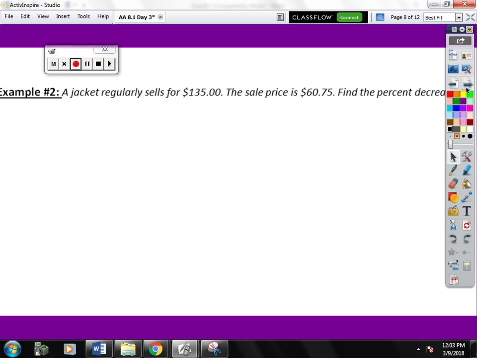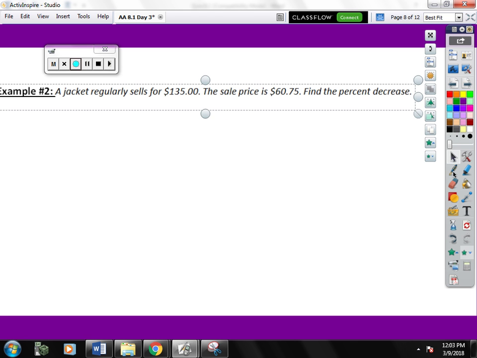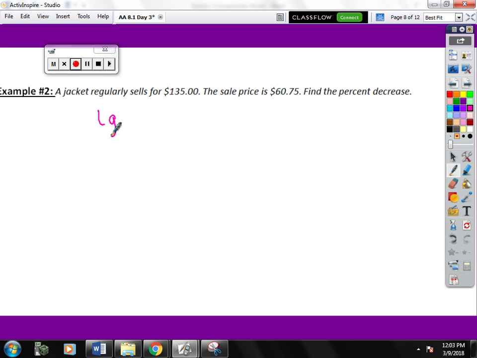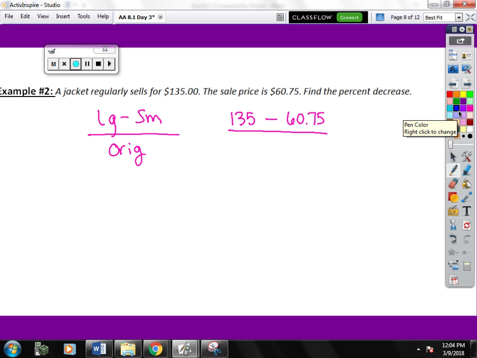All right, a jacket regularly sells for $135. The sales price is $60.75. Find the percent decrease. So we'll do our large minus small all over the original. So the large number is 135. The smaller number is 60.75. Which number goes in the denominator? 135 was the original selling price. Subtract, divide, and change to a percent.